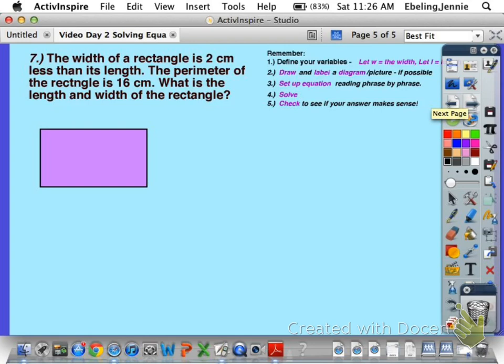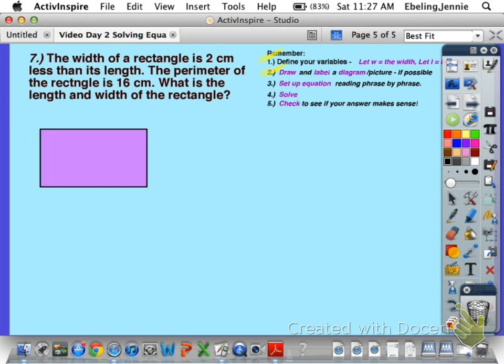Alright, the width of a rectangle is 2 centimeters less than its length. The perimeter of the rectangle is 16 centimeters. So what is the length and width of the rectangle? You need to write that word problem down. You also need to make sure that you draw the rectangle, because you want to do these first 2 steps before we can get to setting up the equation.